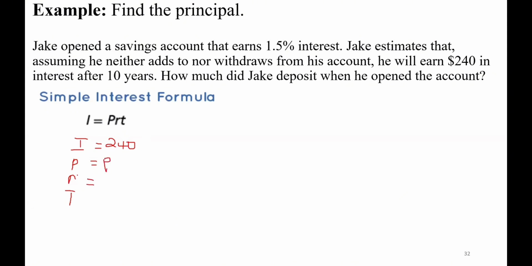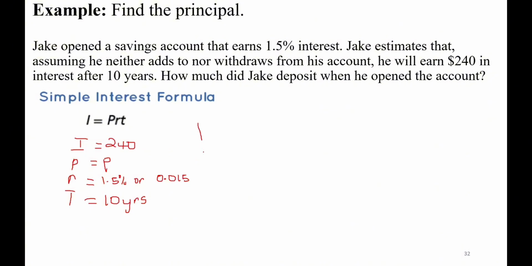R is the interest rate, which is 1.5%. And normally we convert that to a decimal by dividing by 100. If I divide this by 100, I am going to get 0.015. Time is in years, which is 10. Remember, simple interest is calculated using years. If you are given months in the problem instead of years, you need to convert those months to years, all right?